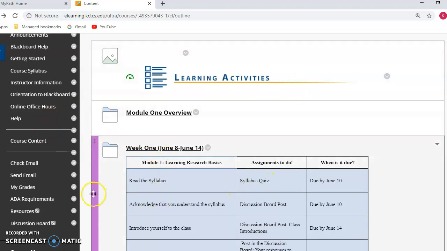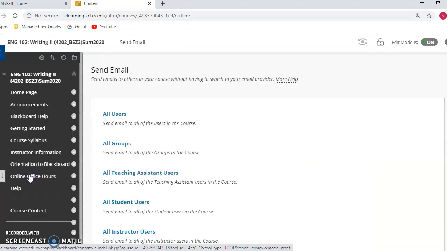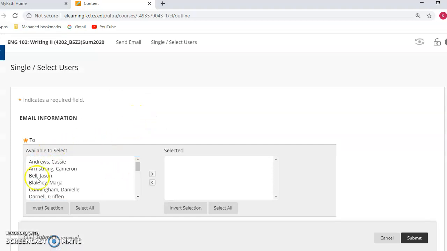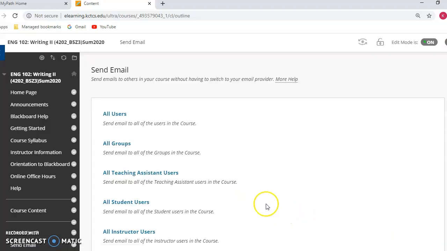But I do want to tell you that in order to contact anybody in this class, go here on the left and click send email, and then you'll go down and click on single select users. Over here you can go ahead and choose somebody from our class. So let's say I want to contact Tony. I'll click there and then I'll move it over here into this box, and then I can go ahead and contact Tony. And I can even attach an essay to my email. That'll be good. I hate that we can't do official peer reviews, but this is going to be the next best thing.